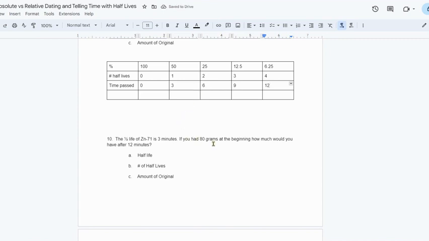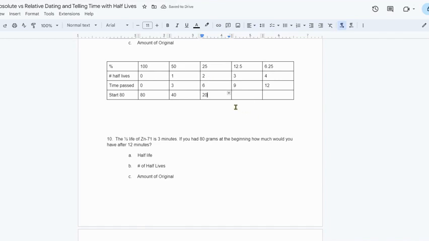Okay, you had 80 grams at the start. If I start out with 80 grams, cut it in half once, and that took 3 minutes. That would be down to 40. Cut it in half again. So we cut 40 in half because we've been through 2 half-lives. We've got 25% of the original, 40 grams, 20 grams.